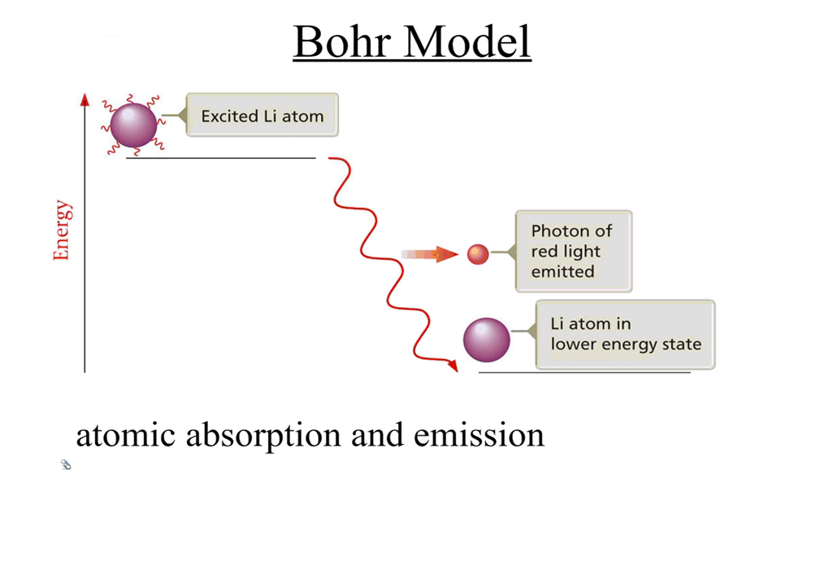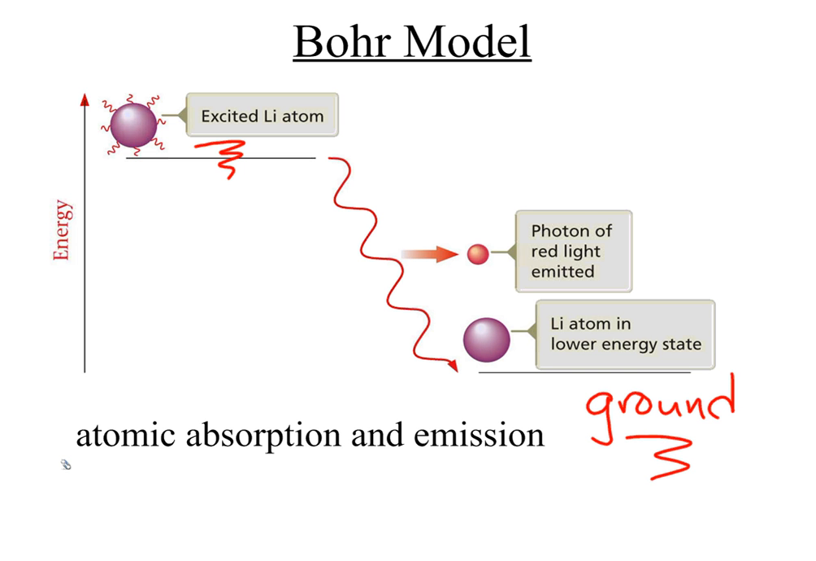All right, so here we have something that will help us see it a little bit better. If we add energy to an atom, that atom is going to go up to an excited state. Here's an excited lithium atom. That's a very unstable state, so the atom will drop down to a lower state, perhaps the lowest state, which would be called the ground state. The ground state is the lowest energy state.